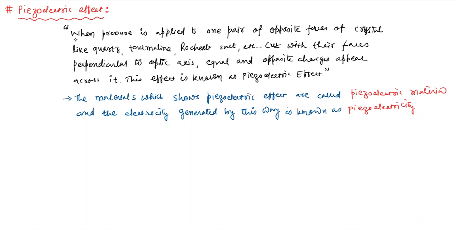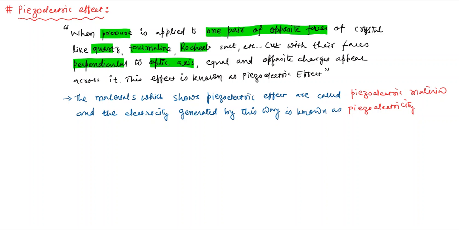So let us see once again. When a pressure is applied to one pair of opposite faces of a crystal like quartz, tourmaline, Rochelle salt, etc., cut with their faces perpendicular to optic axis, this is important, the opposite charges appear across the faces, which is known as the piezoelectric effect. The materials are known as piezoelectric material, and the electricity or charges which is generated by this way is known as piezoelectricity.